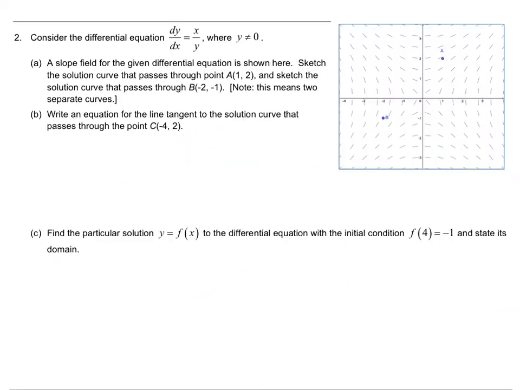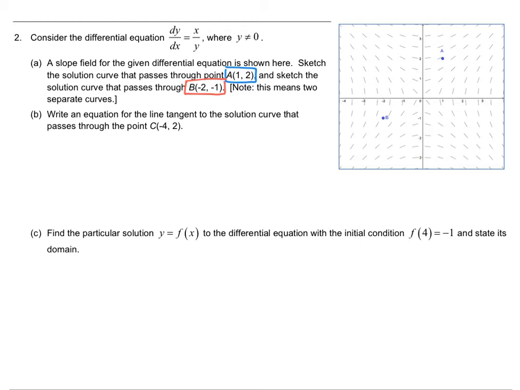All right, folks, let's get after page 2 here. Question 2 says, consider the differential equation dy/dx equals x divided by y, where y cannot equal 0. Pretty simple first part of the problem here. A slope field for the given differential equation is shown. Sketch a solution curve that passes through the point (1, 2), and sketch a solution curve that passes through the point (-2, -1). Note this means two separate curves.